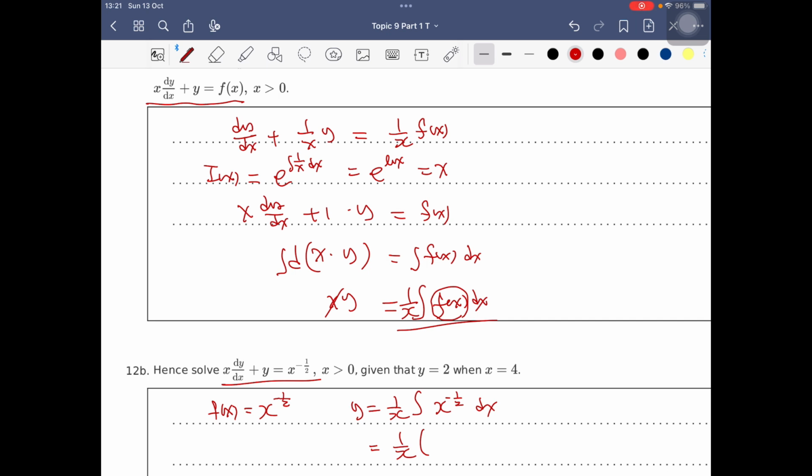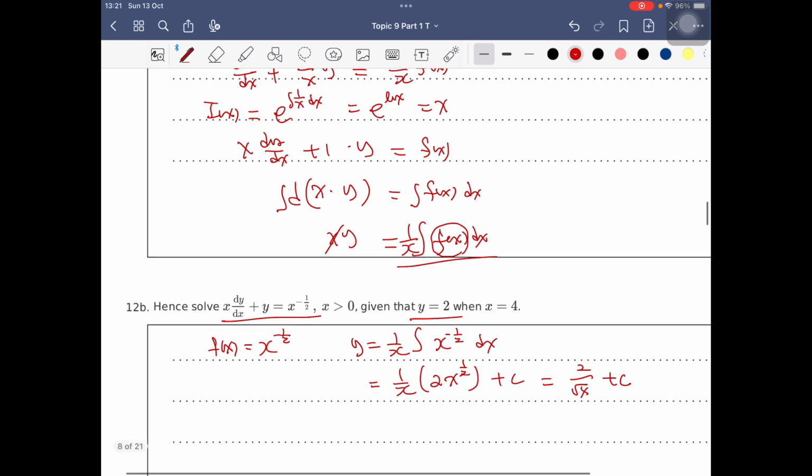So now 2 x to the 1 over 2 plus c. So 1 over x times 2 square root of x, so 2 over square root of x plus c. Given y(2)... becomes 2 over 2 plus c. Therefore, c equals 1. So the result is y equals 2 over square root of x plus 1.